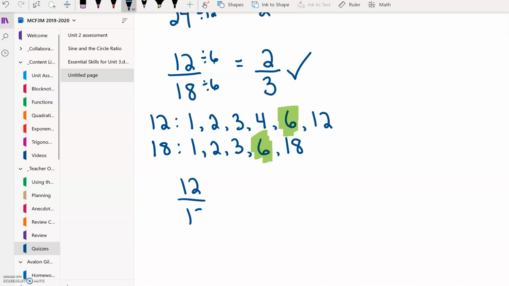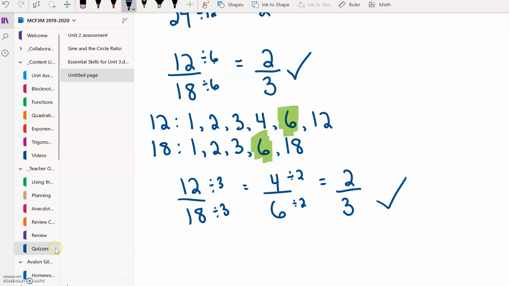But if you were to try dividing both by 3, because you might know that these two numbers can be divided by 3, you end up with 4 over 6. And 4 over 6 can be reduced again because both these numbers can be divided by 2. 4 divided by 2 is 2, and 6 divided by 2 is 3. So you can take any method that you really want to pick. If you find it easier to divide by 3 first, then please go ahead and do that.